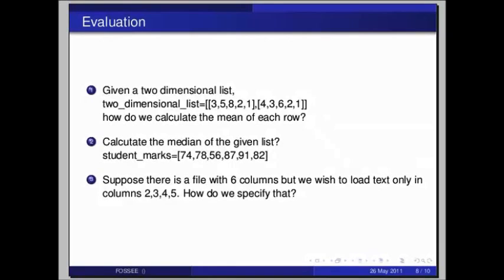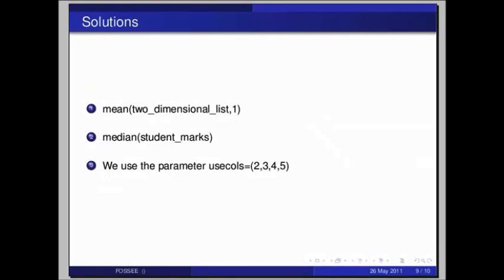Now the answers are. The first one, to get the mean of each row, we just pass 1 as the second parameter to the function mean. So you have to type mean in brackets two_dimensional_list comma 1 to get the output. And for the second question, we use the function median to calculate the median of list by typing median within brackets students_marks. And the final one, to specify the particular columns of a file, we use the parameter usecols is equal to, within brackets, 2, 3, 4, 5 to get the output.